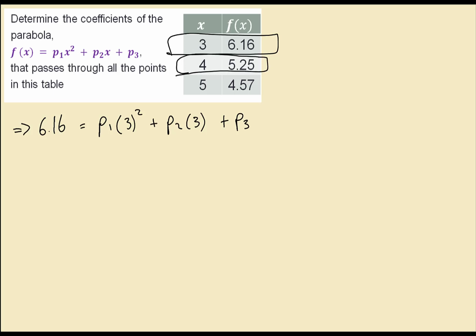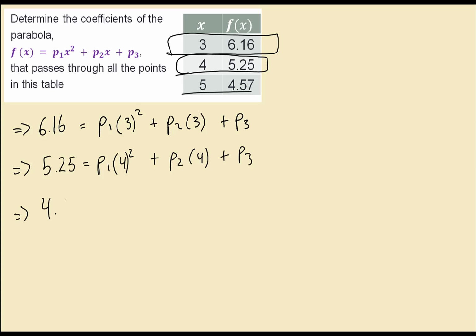In this case, x is 4 and f of x is 5.25. So the equation we get is 5.25 equals P1 times 4 squared plus P2 times 4 plus P3. And then using the last row here, we have the third equation, which is 4.57 equals P1 times 5 squared plus P2 times 5 plus P3. So now we have a set of linear equations that we can solve using the methods that we've seen in the previous lectures.